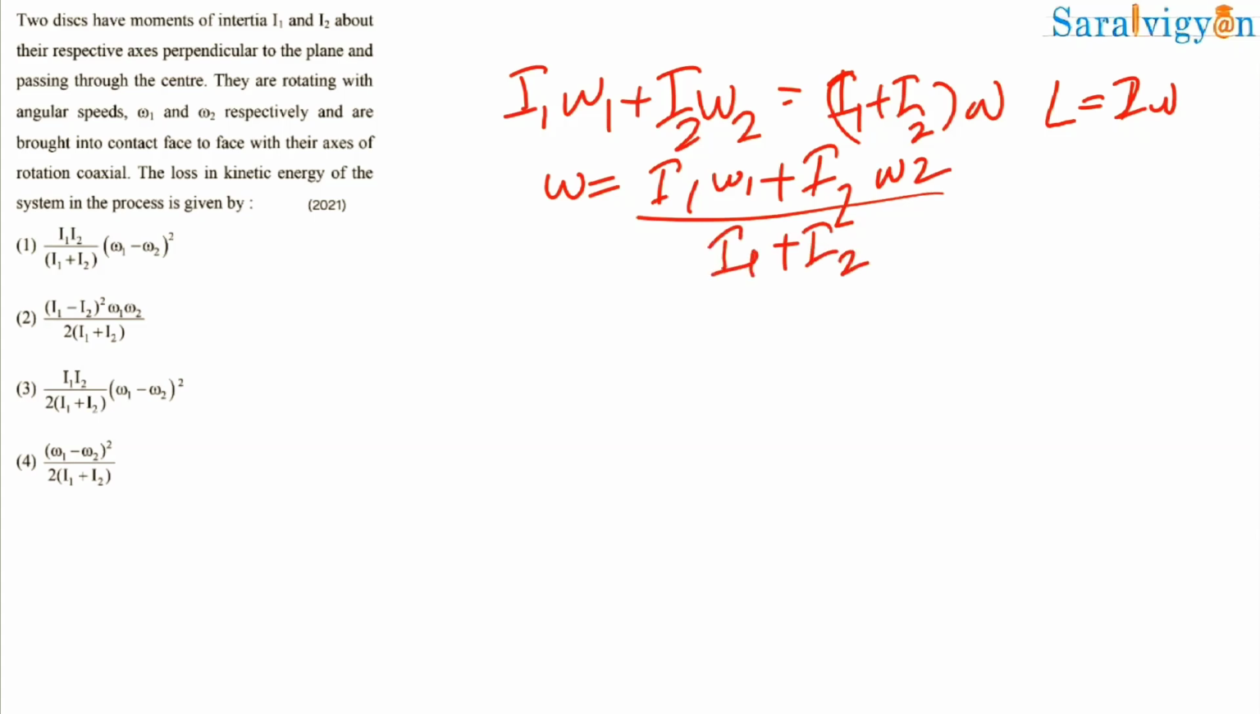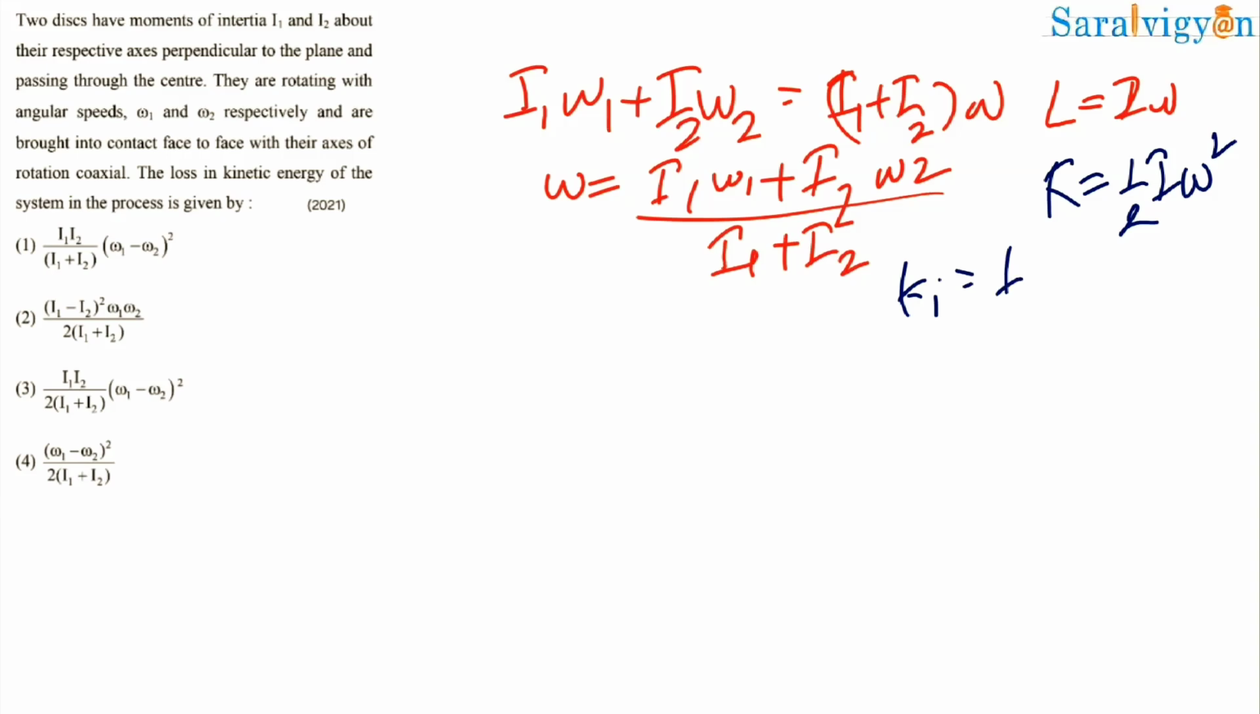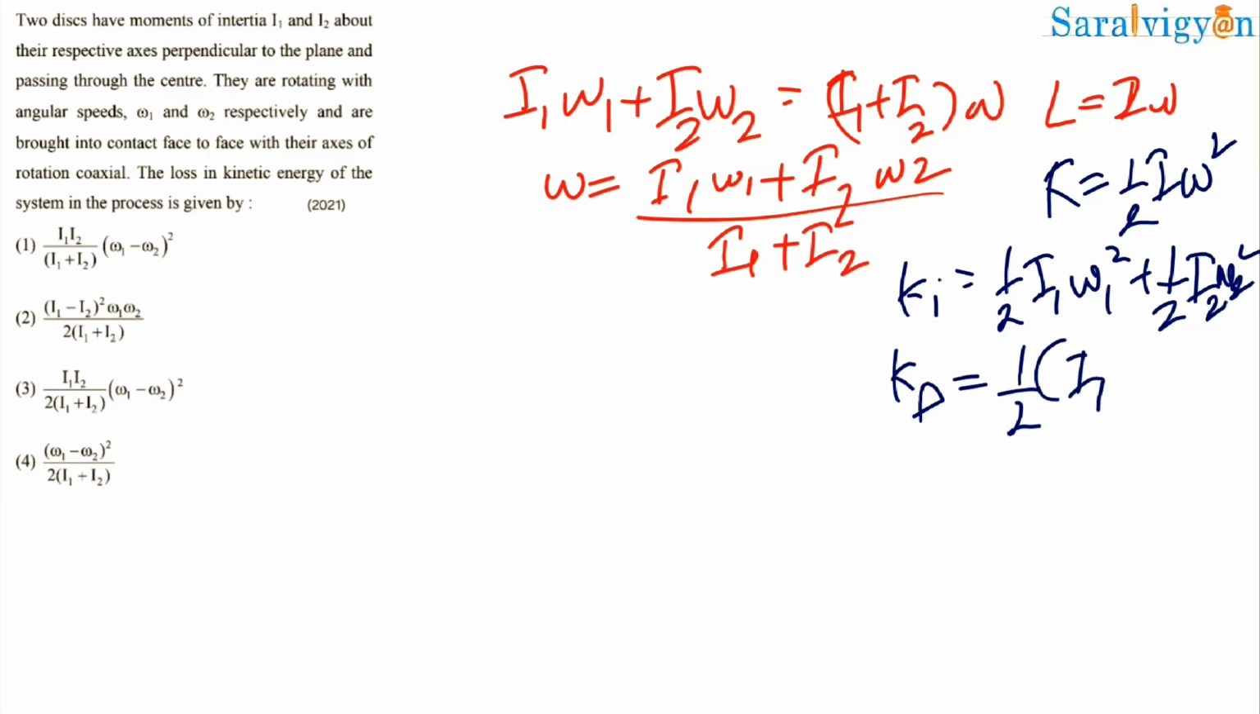Now let us take the kinetic energy formula, half I omega square. So we have initial kinetic energy Ki is equal to half I₁ ω₁ square plus half I₂ ω₂ square, because they are separate. Now finally they come into contact, so we have half into I₁ plus I₂ into common angular velocity squared. Now we know omega, we've got an expression like this.